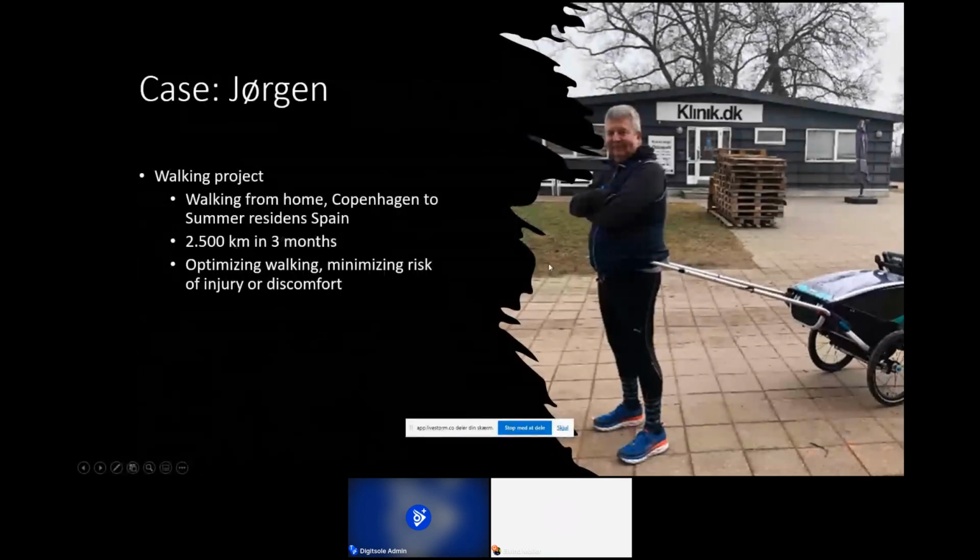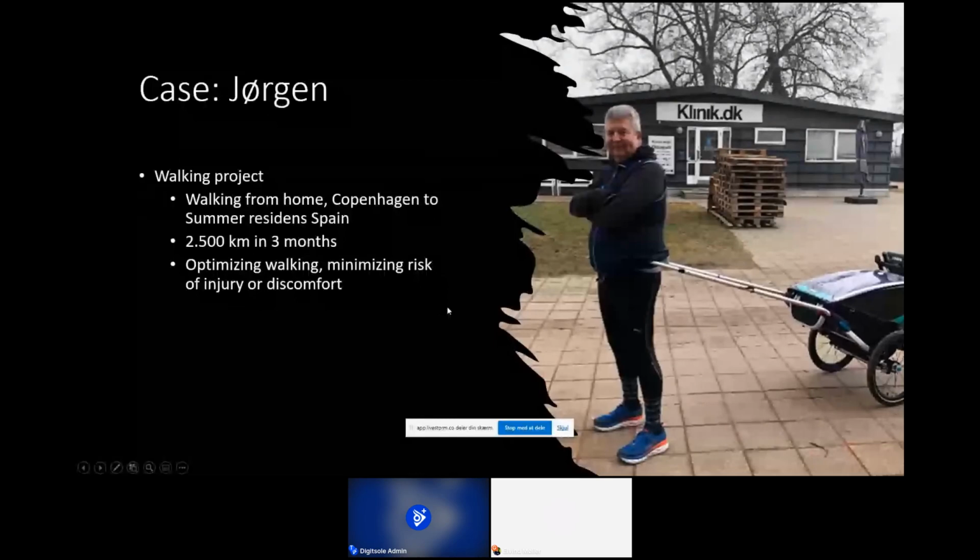So he constructed this vehicle, or jockey thing, that he could put on his belt and then walk along. And he came to me because he knew that 2,500 kilometers was a bit much. So he wanted to optimize the walking and minimize the risk of injury or discomfort, or increase the comfort while walking. And he had chosen this Hoka Bondi shoe, and it was good, and he was feeling comfortable, but he thought there might be something that we could address.